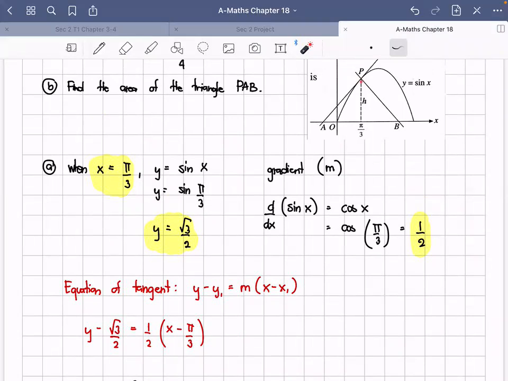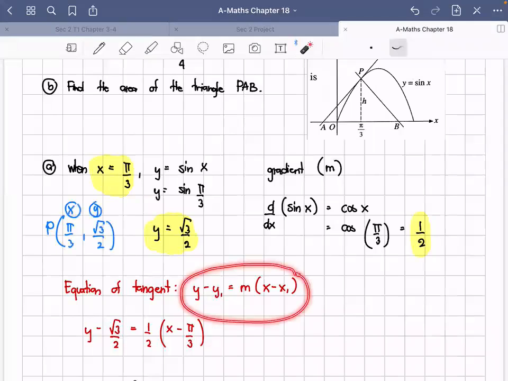Okay, so the coordinates of our point P, again, the coordinates of point P is pi over 3 and root 3 over 2. So this is your x, this is your y of point P. So therefore, we can use this formula, or we will use this formula.